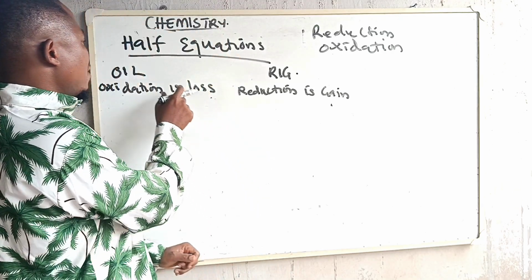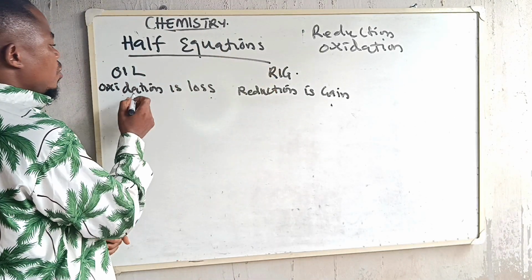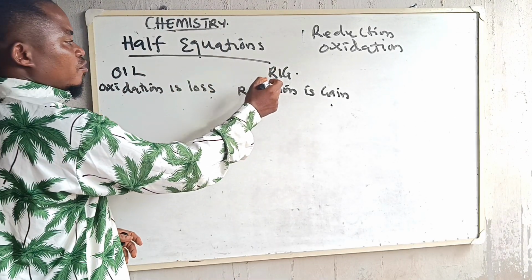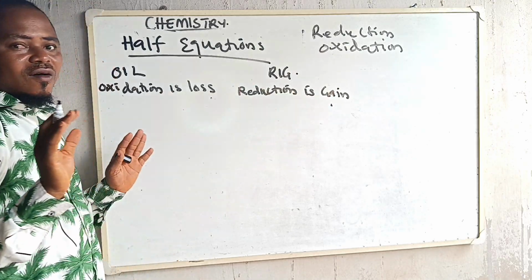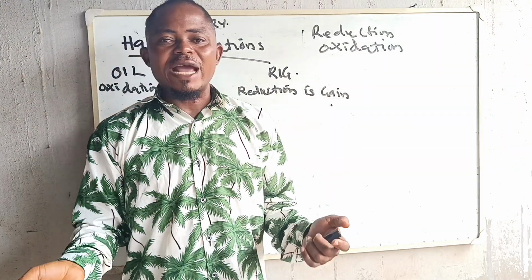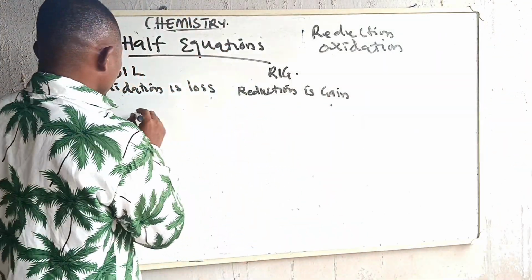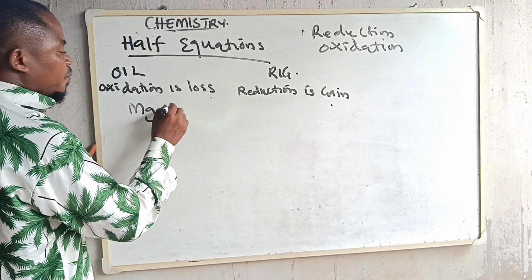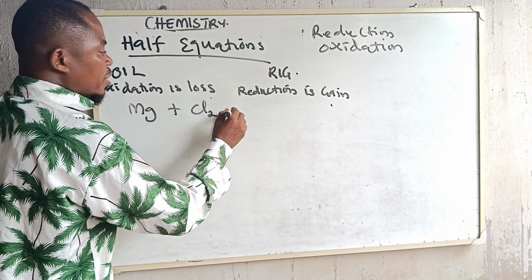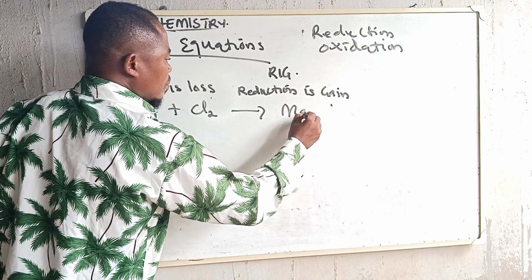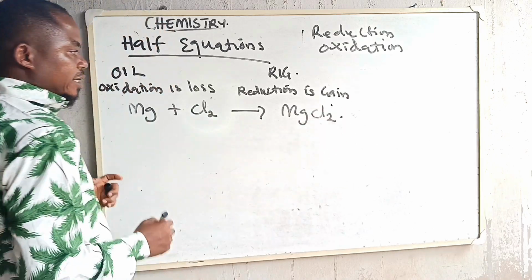Don't forget our acronym, OIL. Oxidation is loss of electrons, reduction is what? Gain of electrons. Now, how do we write half equations? If you have a reaction like magnesium plus chlorine to form magnesium chloride.